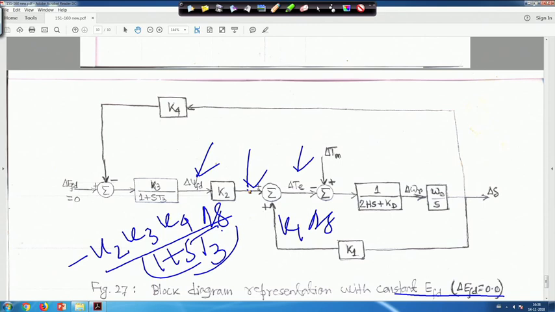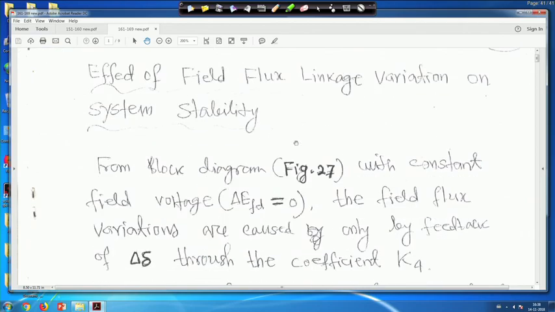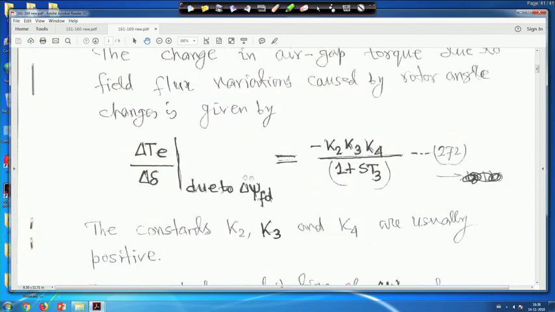So, if it is so, just let me clear it. That is why the delta T upon delta delta due to delta psi fd, because there it was given, that particular term was minus k2 k3 k4 delta delta upon 1 plus S T3.